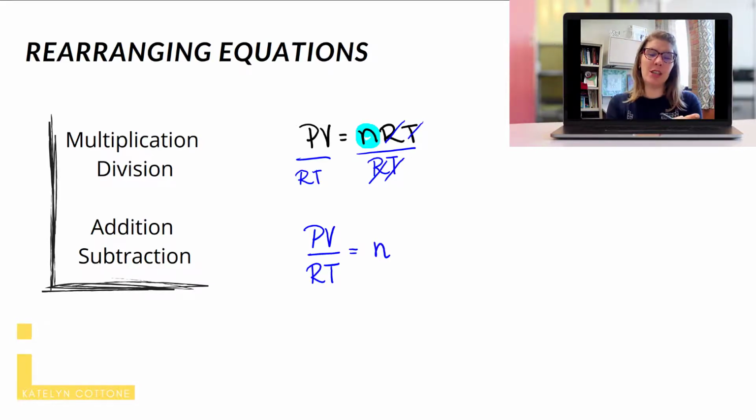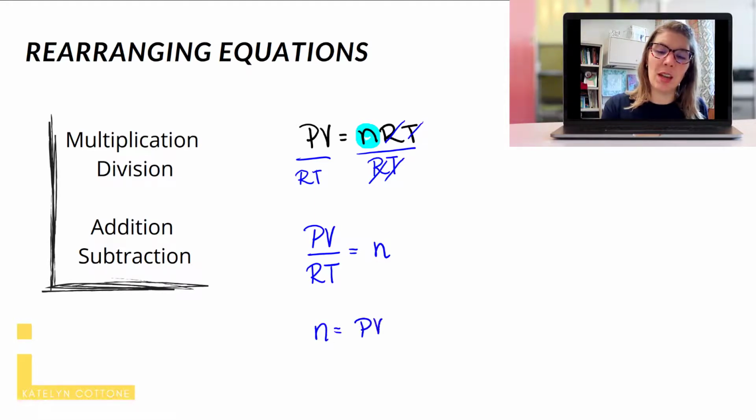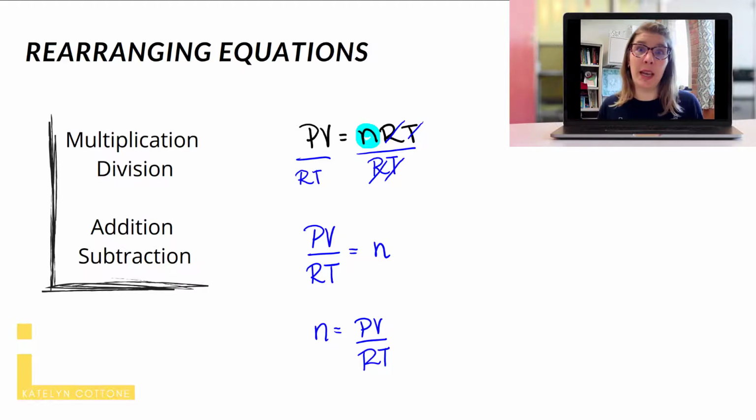Again, you might see your teacher just go ahead and flip this so that your variable that you're solving for is on the left-hand side. This is a great place for you to do your algebra first before you plug into your units.